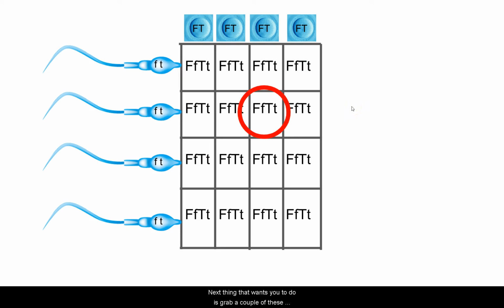The next thing that it wants you to do is grab a couple of these individuals. So I just sort of grabbed this one, and it wants you to make a cross of these two heterozygotes. All right, so two individuals from this generation, it wants you to cross those again. So again, the first thing you need to do is figure out, well, what kind of gametes can this individual make? And so we just start looking at the various comparisons.